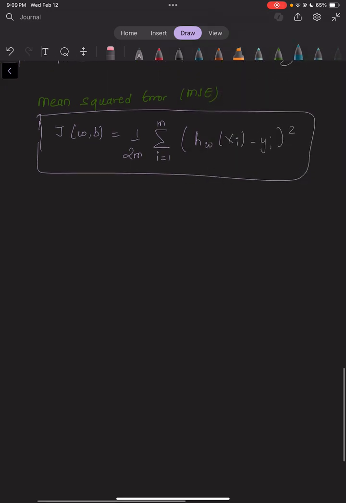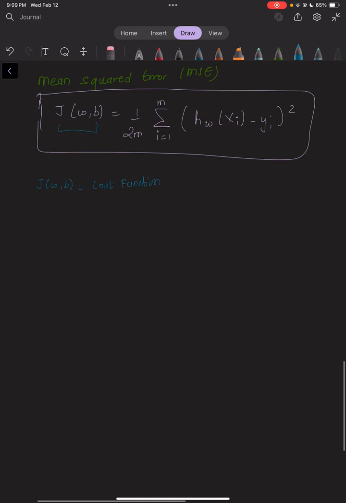So our first part, J(w,b), is our cost function. That's what we're trying to figure out here, and this tells us how good or bad our model is. And then the next part, we have our m right here, which is the number of data points. So going back to our house example, it's basically the total number of houses in our data set. Very easy, right? Nothing scary.